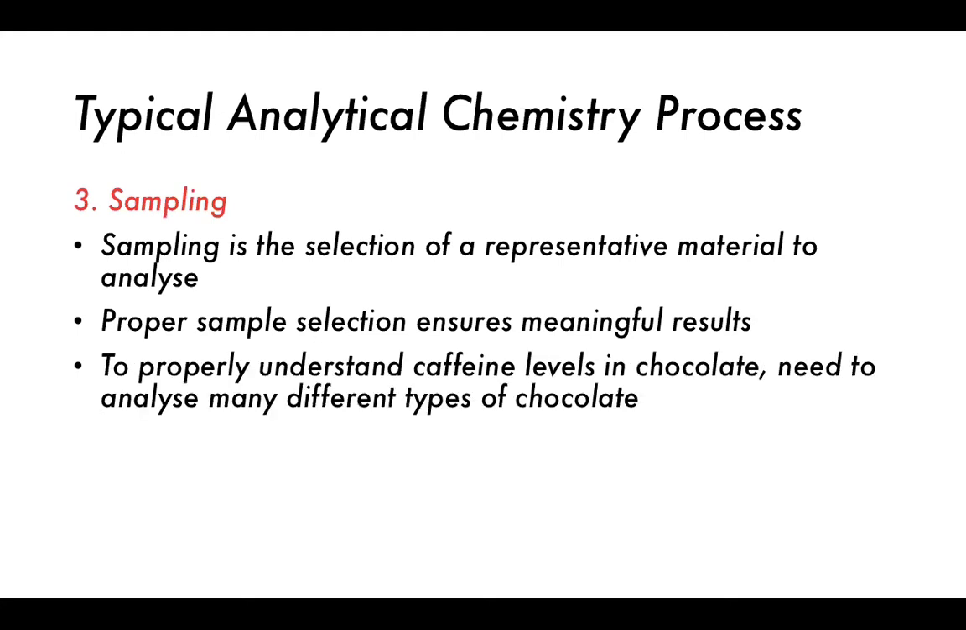To properly understand caffeine levels in chocolate, for example, and to make broad sweeping statements about caffeine in chocolate, we would need to analyze many different types of chocolate, for example, dark chocolates, milk chocolates, white chocolates, and so on. Maybe from different manufacturing processes and things like that. And by comparing those results, we would then be able to make broad statements about caffeine levels in chocolate, and those could potentially be used by legislators to drive recommendations and regulations on food safety.